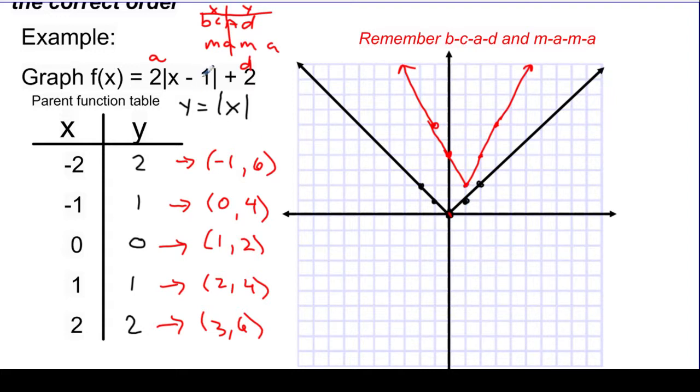I would say C means go to the right by 2, D means go up, or let's try that again. C means go to the right by 1. D means go up by 2. And that's exactly what happened to my vertex.